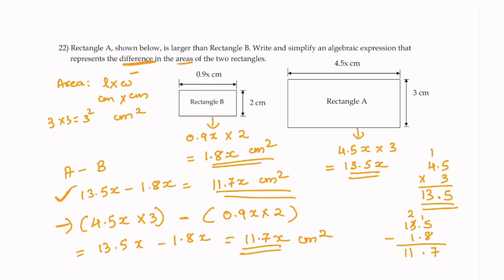So this is all we have in chapter 2.2. That's a really quick one, just 22 questions and it's done.